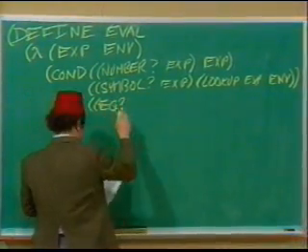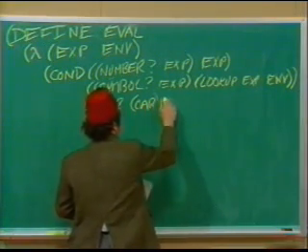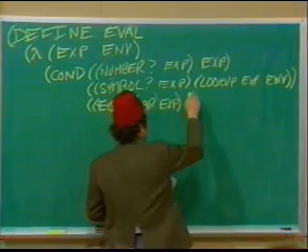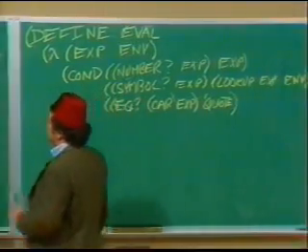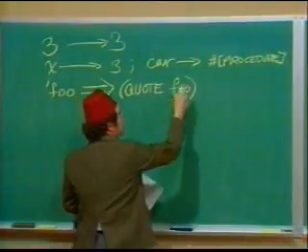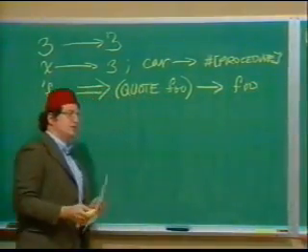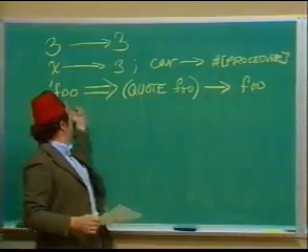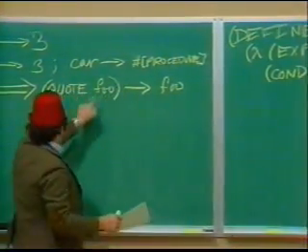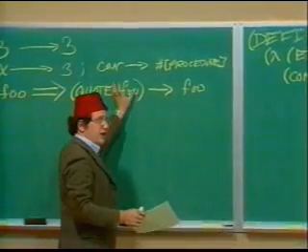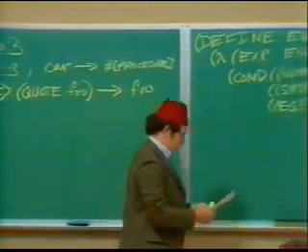If the car of the expression is quote, then what do I want? I want quote foo to itself evaluate to foo. It's a constant. This is just a way of saying that this evaluates to itself. So what is that? That's the first of the second of the list. It's the second element of the list. But the second element of the list is its cadr. So I'm just going to write here cadr.